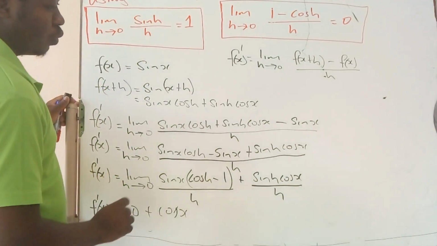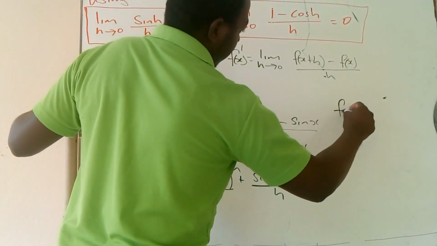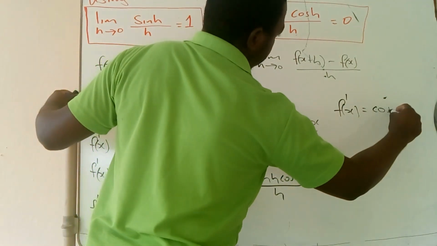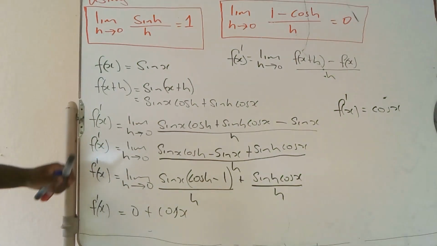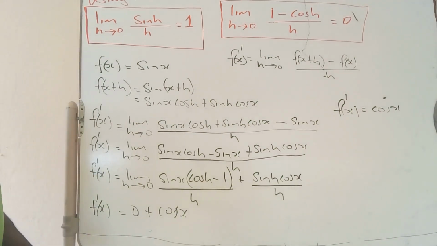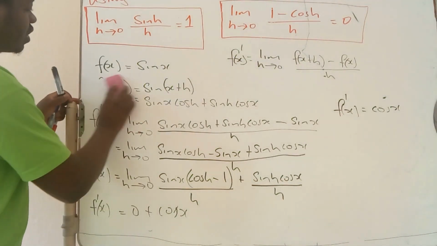Right? So we know the final answer is the derivative of f of x is equal to cos x. And that is how you would use the first principle rule to differentiate a trig function. So let's look at another example.